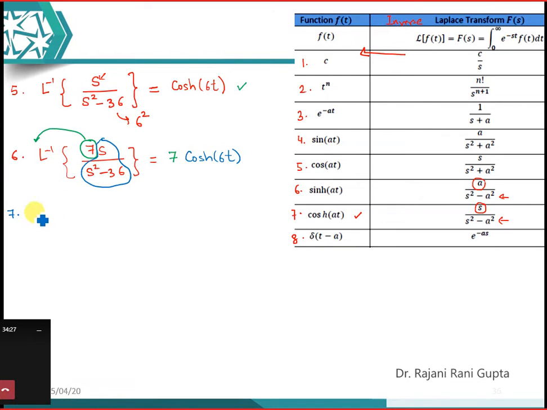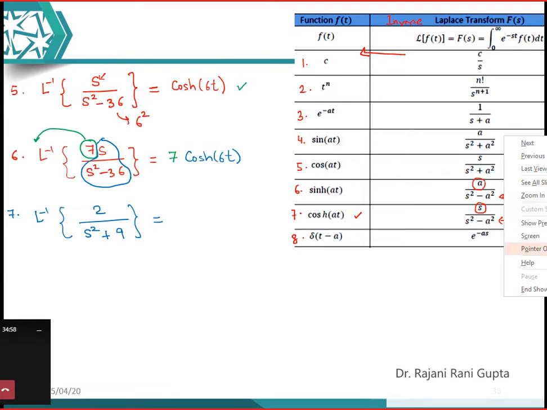Okay, so similarly, if I have Laplace inverse of, let's work with, assume 2 over s square plus 9. Tell me how you will work with it. Just think what it can be.